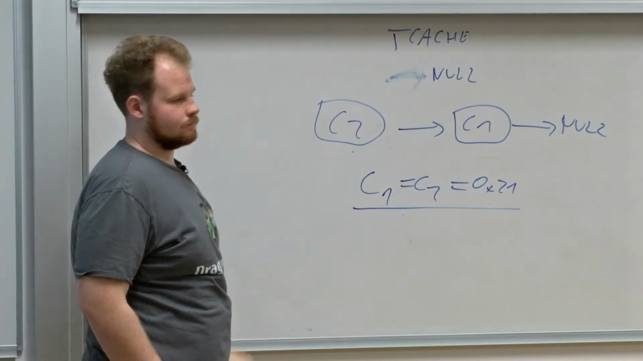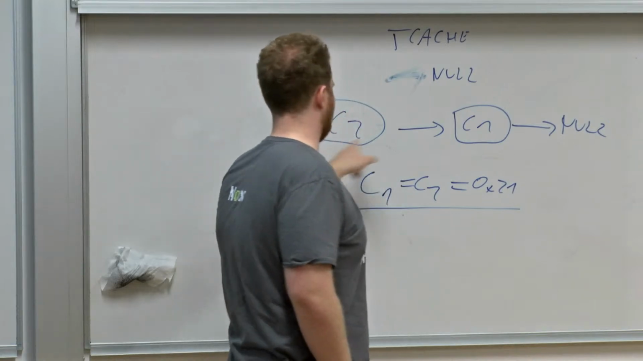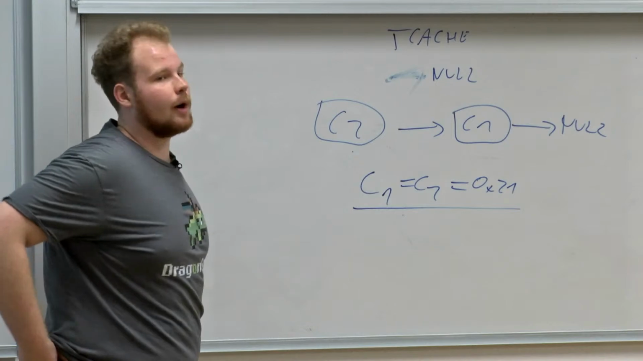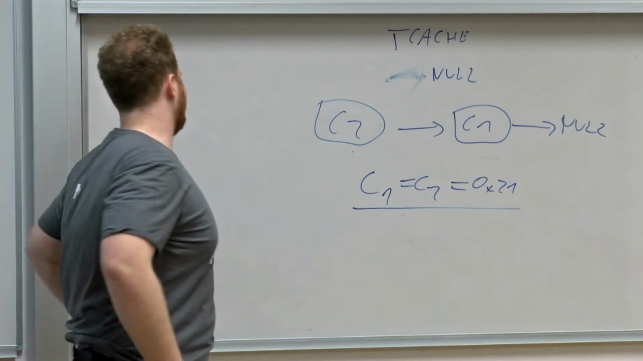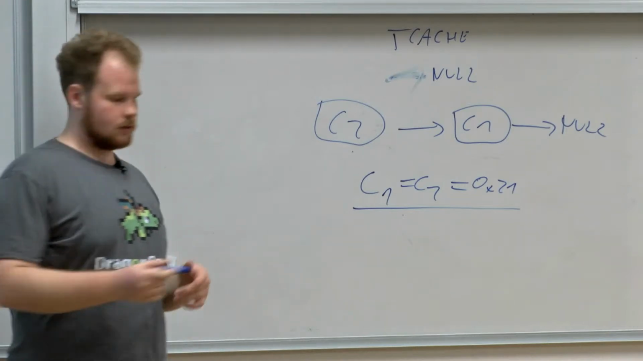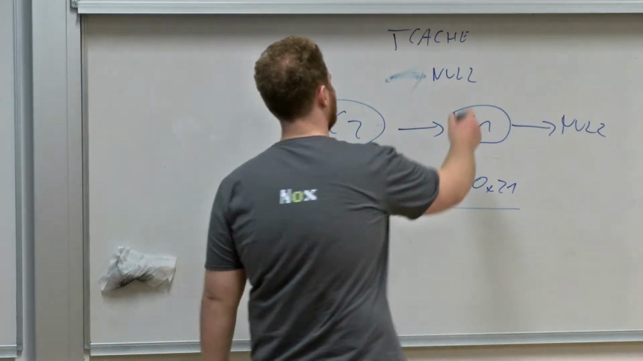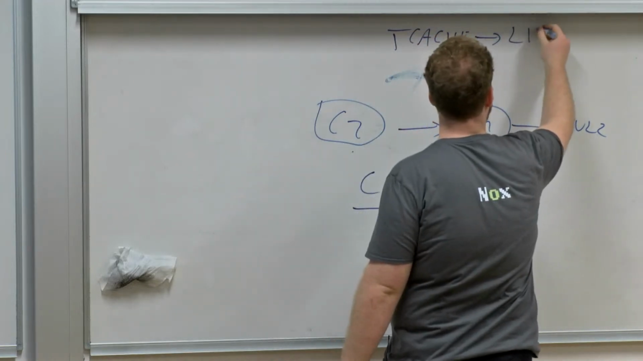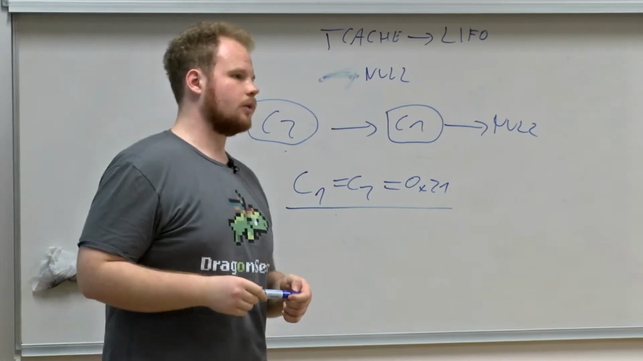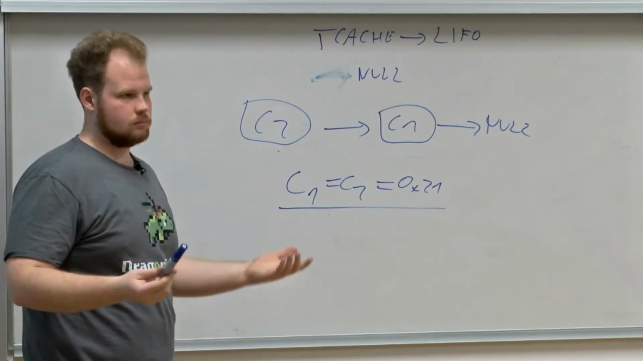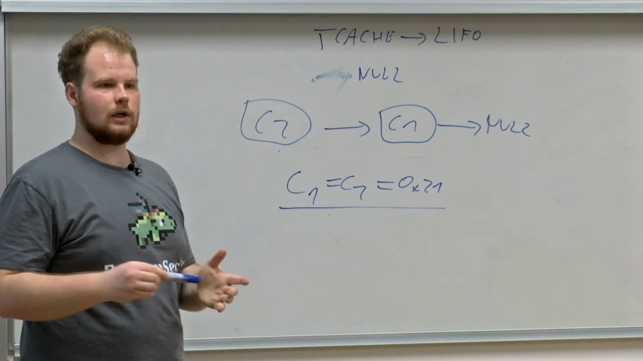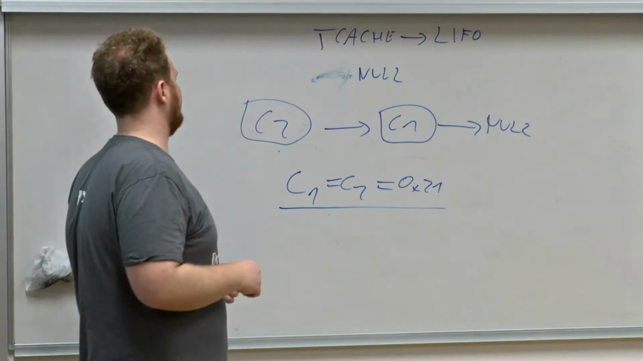Take one of the pointers. Yes, so malloc will take one of the pointers. Which one? C2 or C1? C2, exactly. So the tcache is a LIFO list, last in, first out. It's like a stack. The last chunk that went into the list is the first one that will come out.